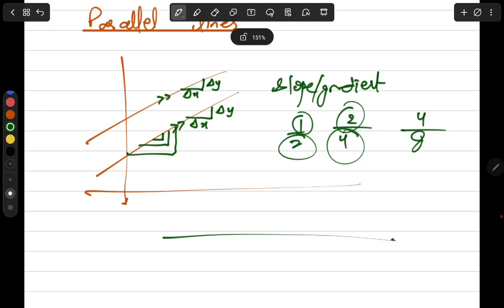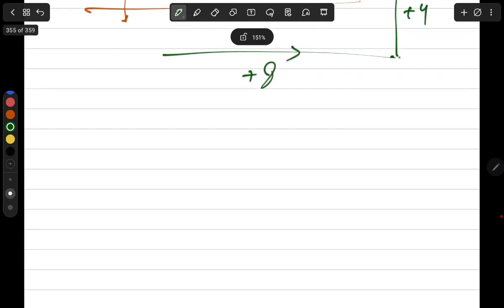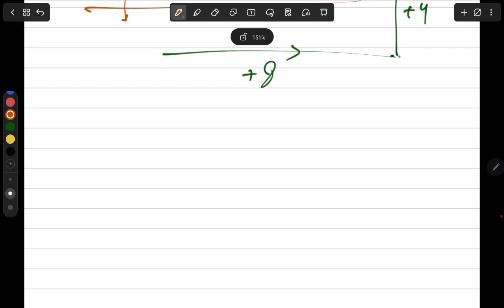If you move 8 units to the right, it moves 4 units up, right? So it is exactly the same. So that's about parallel lines, that their gradients are the same. Now what happens if the gradients are such that the lines intersect each other at 90 degrees?